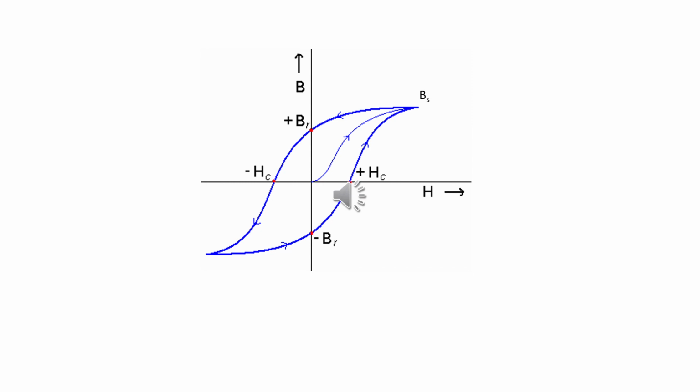You can see that B does not follow H. So there is always a lagging between B and H. This lagging is termed as magnetic hysteresis. Why does this happen? The reason is the large number of domains not being able to follow the field reversal of the external magnetic field H. So these are the important points in the hysteresis curve.